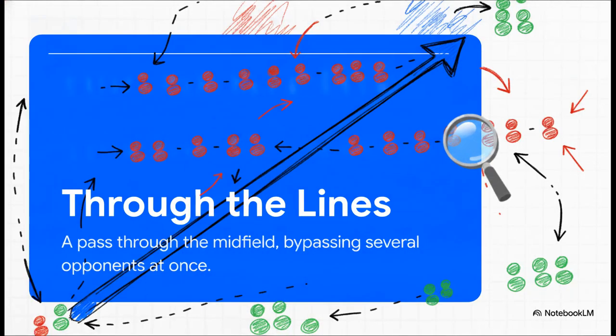Then you have this concept of playing through the lines. This is a pass that goes right through the opponent's midfield, completely bypassing several players at once. You'll hear commentators praise this all the time, and for good reason. It's a devastatingly efficient way to eliminate multiple defenders with just one single, piercing vertical pass. It breaks down the opponent's defensive structure in an absolute instant.